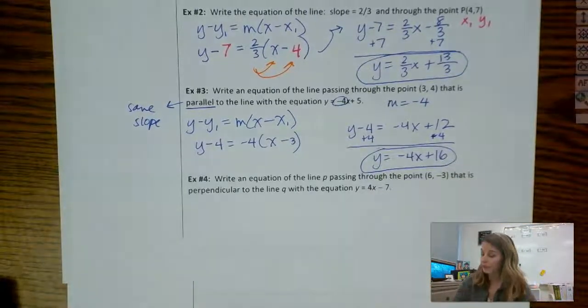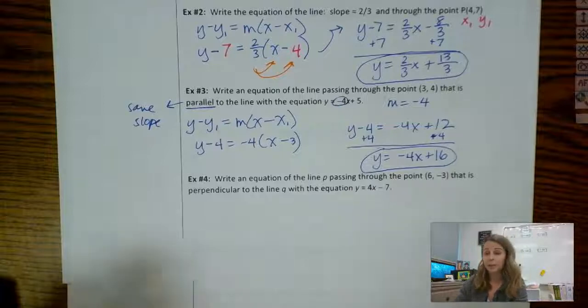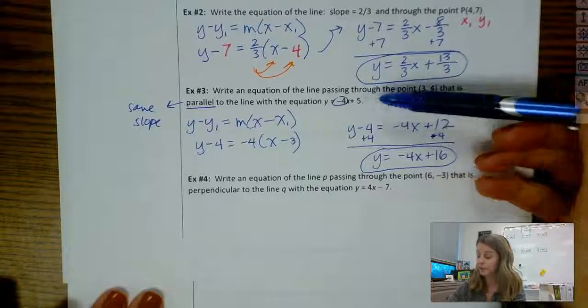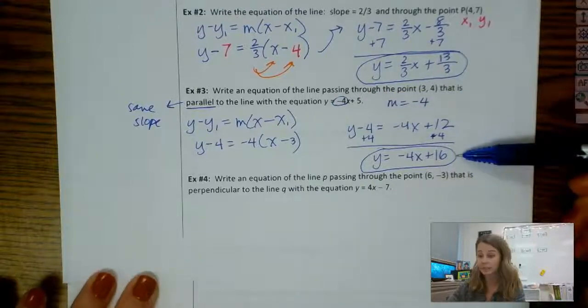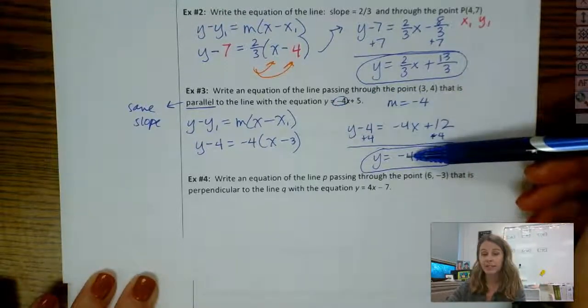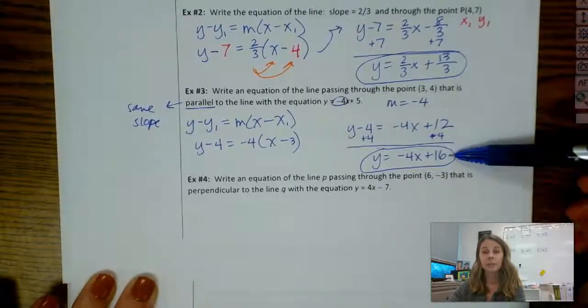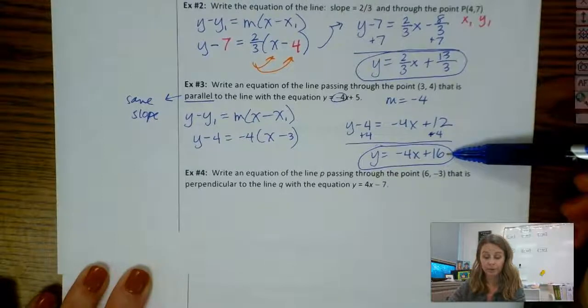So I have a new line. What I want you to see is equation number 1, negative 4x plus 5, and equation number 2, negative 4x plus 16. They are parallel, they have the same slope, but they're crossing at different locations on the y-axis. So they are parallel to each other.